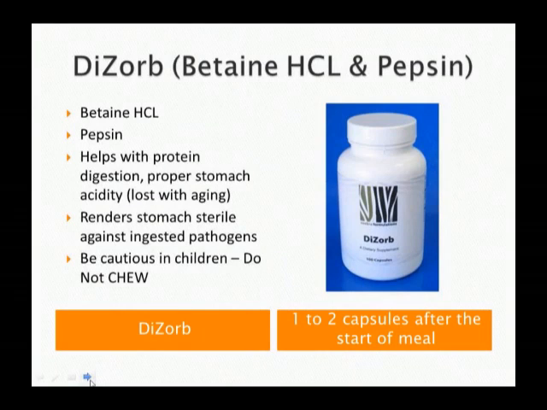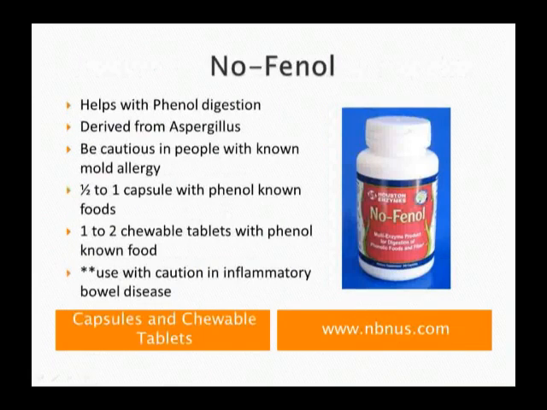No Phenol, regular Houston enzyme remedy. Again, it helps with phenol digestion. Usually 1/2 to 1 capsule with a known phenol food may help lessen some of the irritability or hyperness or hyperexcitability that might come about with that.